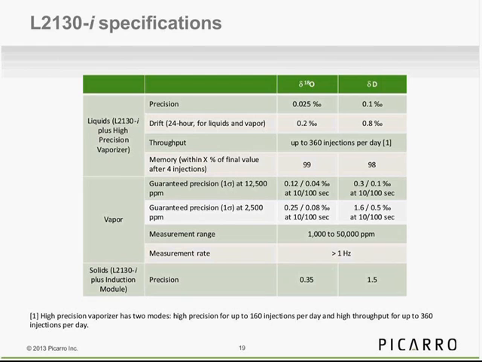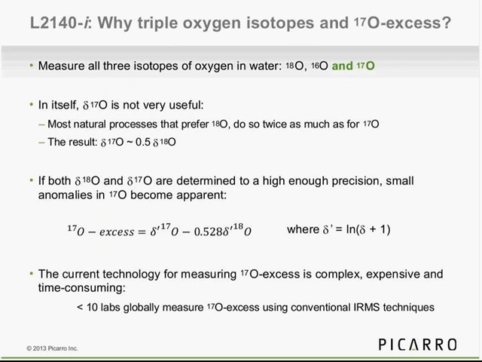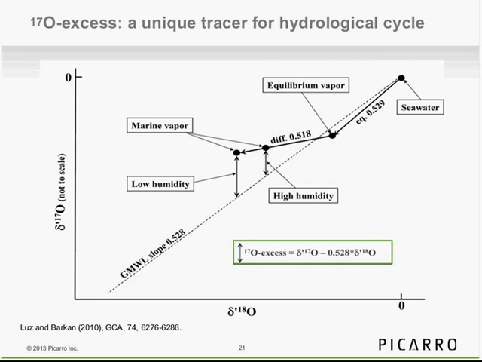The other instrument that we have is the L2140. I was going to do an overview of why O17 excess, but I'm going to skip over this because Elena has already covered this, including the exact same figure I was going to show. It's a great figure, and it's really helpful in understanding what O17 excess brings to the table for isotope hydrologists. If you want to learn more about O17, I highly recommend reading Boas's paper on this topic. It's certainly a very useful source in understanding this.